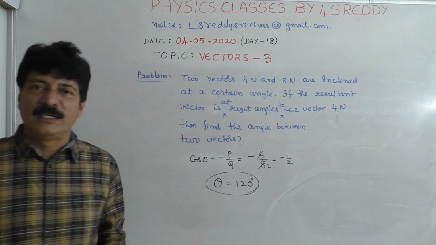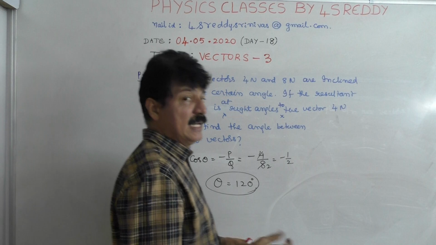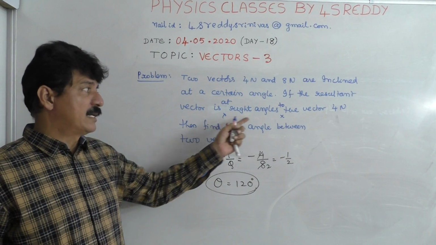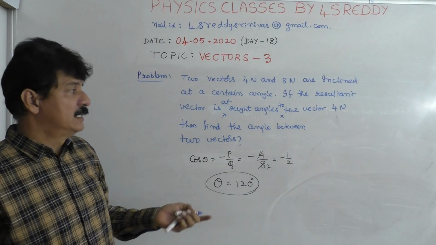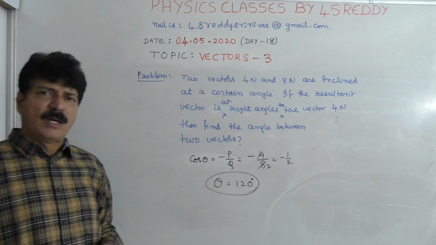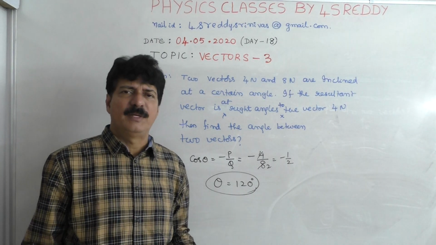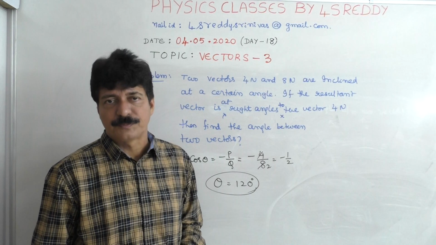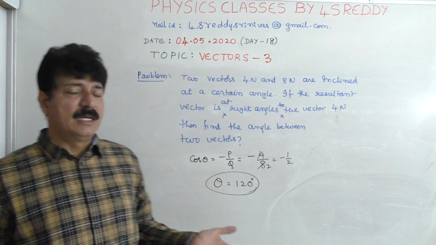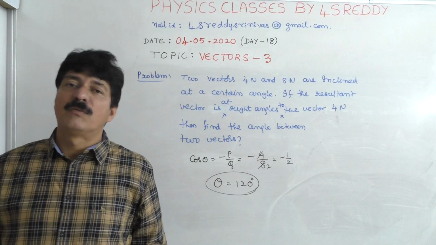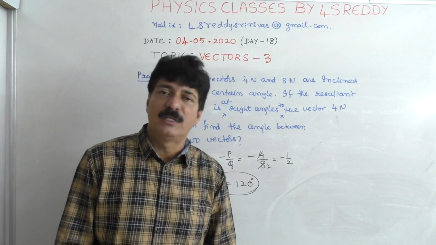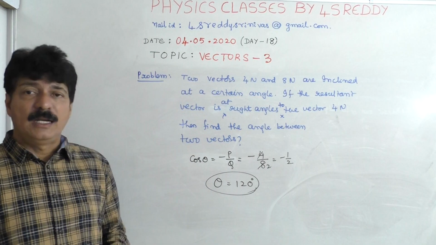This is what you are going to get. So, if the resultant vector is at right angles to the vector 4 Newton, then the angle between the two vectors is 120 degrees. Like that you may be given any numerical values. If the resultant vector is at right angles to the smaller vector, this is the concept related to this.